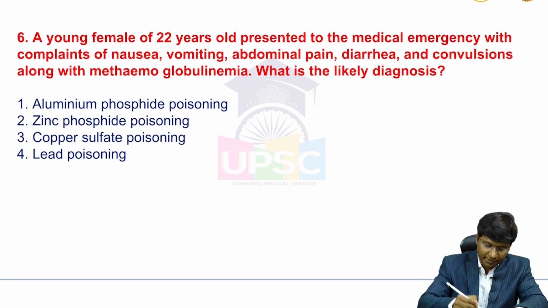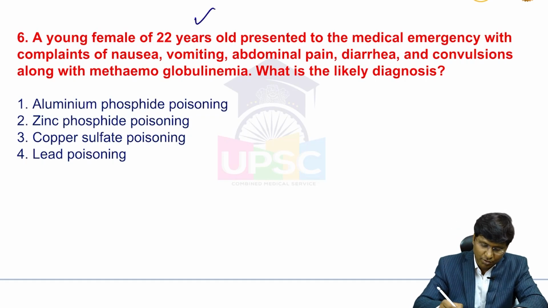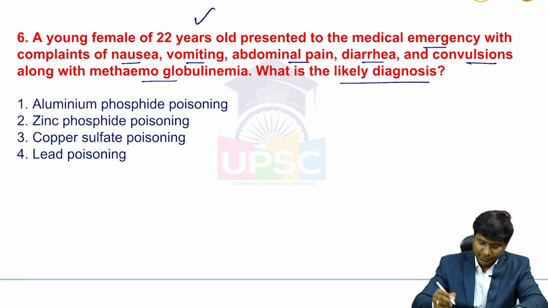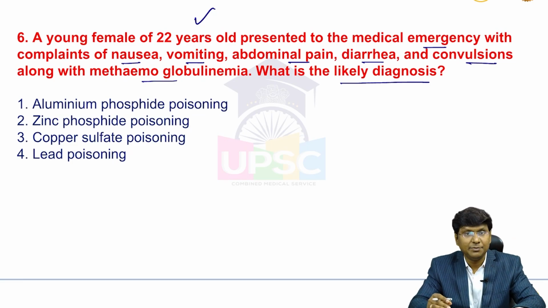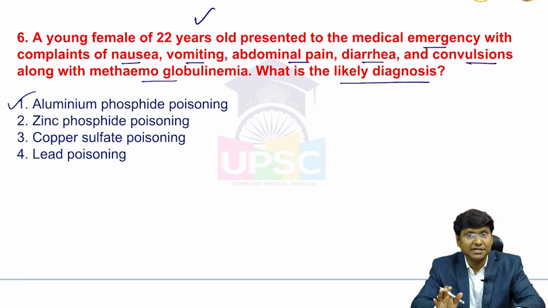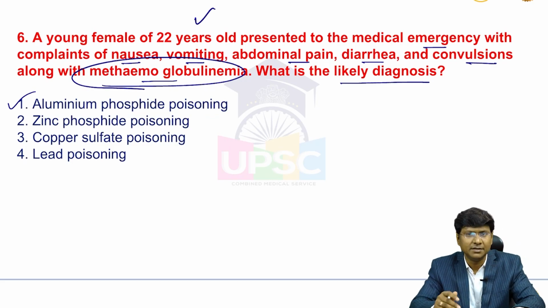So the next important question in toxicology is, we have a young female of 22 years presented to the medical emergency with complaints of nausea, vomiting, abdominal pain, diarrhea and convulsions along with methemoglobinemia. What is the likely diagnosis? The options are aluminium phosphide poisoning, zinc phosphide poisoning, copper sulfate poisoning, lead poisoning. The correct answer here is aluminium phosphide poisoning, the one associated with the formation of methemoglobinemia. What exactly is that?